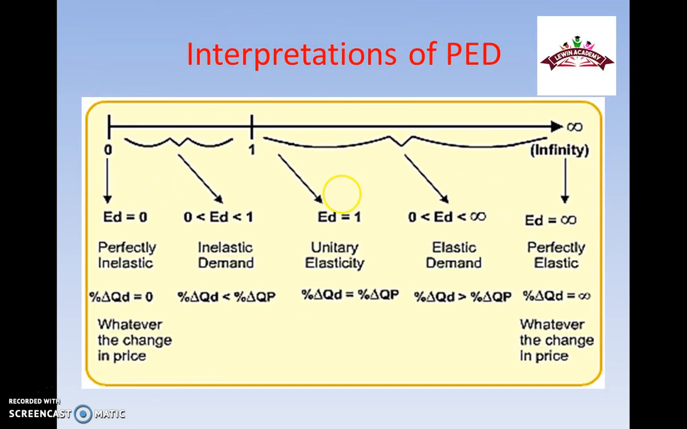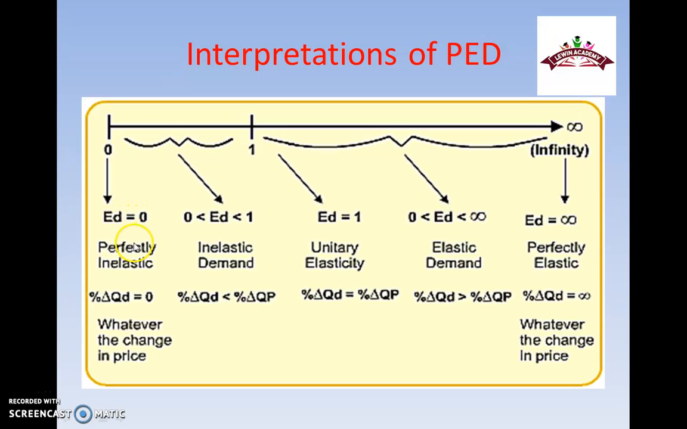Okay. Interpretation of PED. Now there are approximately 5 interpretations. Some persons only give 3, but there are actually 5 interpretations, and they are from the perfectly inelastic to the perfectly elastic. What you use to interpret these elasticities of demand is what their figure is. So you have a range in which each falls. Perfectly inelastic is completely 0, so that's equal to 0.